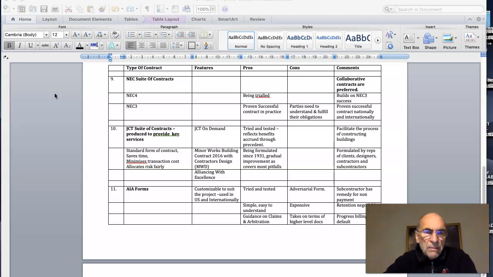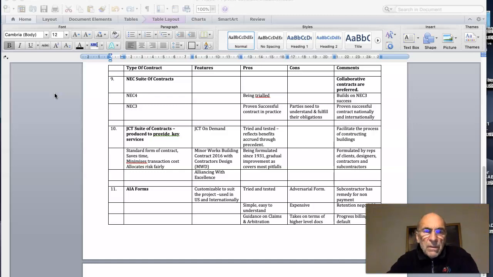It saves time, it minimizes transaction costs, and it allocates risk fairly based on negotiation between parties who organize and author this contract. There's a minor works building contract, 2016, with contractors design. It's been formulated since 1931, and there's been a gradual improvement in the contracts which covers most of the pitfalls. It's formulated by representatives of clients, designers, contractors and subcontractors.